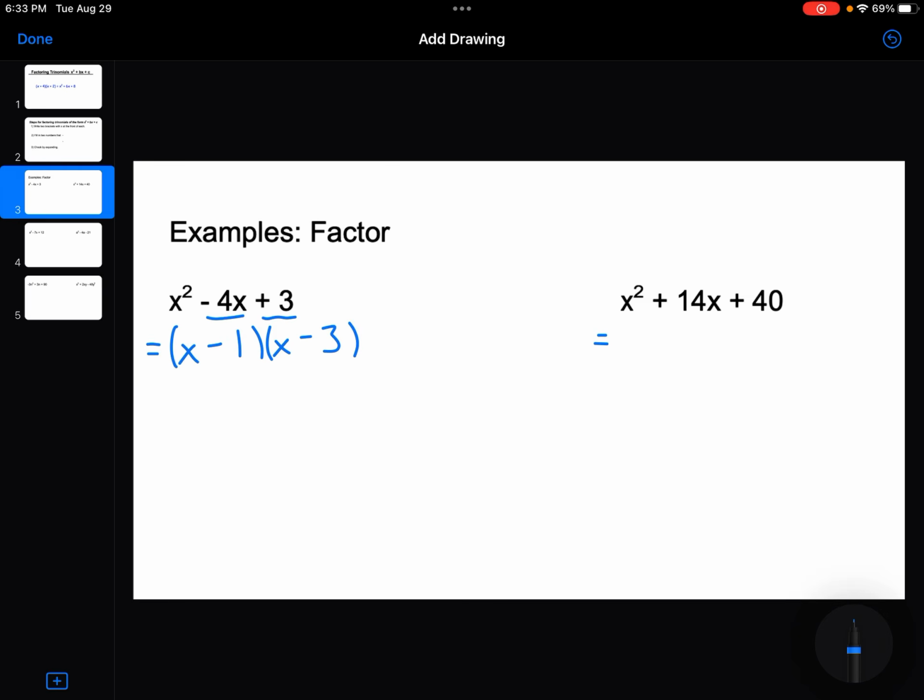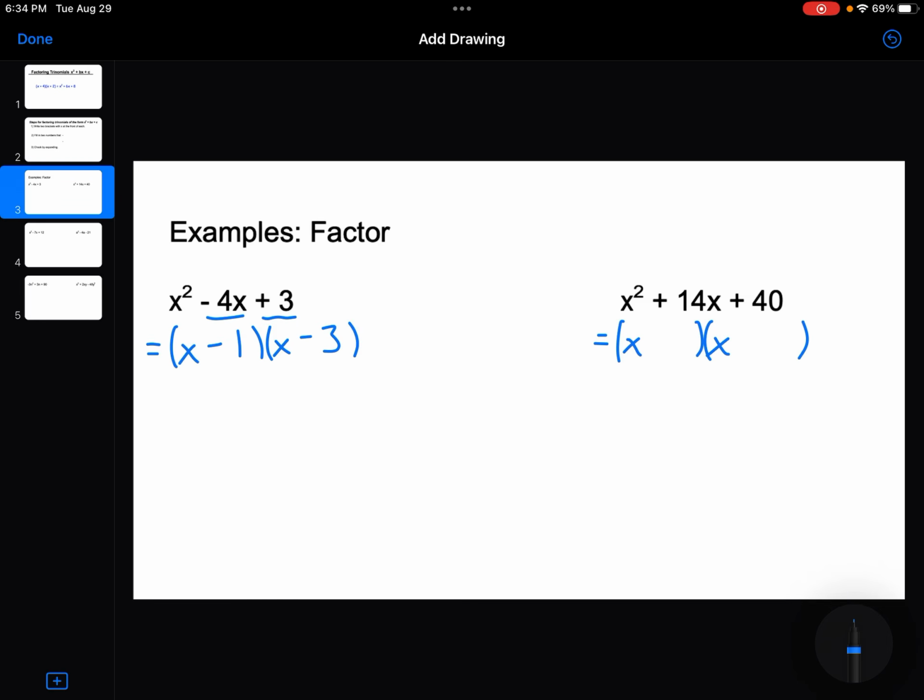Looking at the second one, again, we have x as our variable, so we're going to start with two brackets and put our x, because x times x is going to give me x squared. Then we need two numbers that multiply to 40 and add to 14. There's a bunch of different ways we can multiply to 40. We could go 40 and 1. But if I did 40 and 1, the way I think about this is 40 plus 1 is 41, and 40 minus 1 is 39. So neither of those are 14.